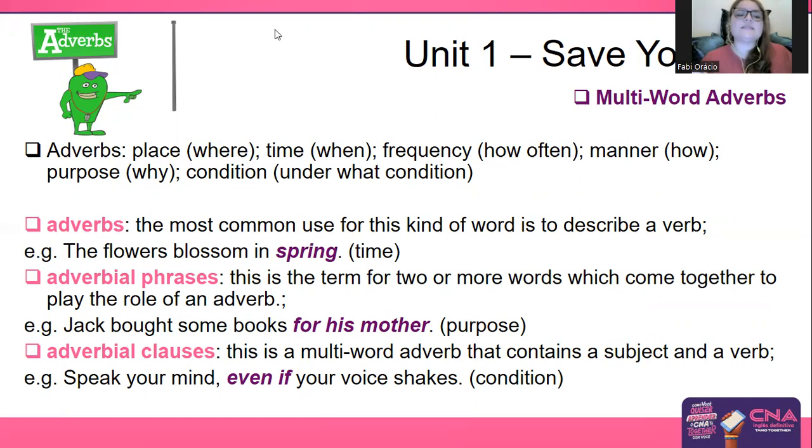Adverbial clauses. This is a multi-word adverb that contains a subject and a verb. So that's the main difference between adverbial phrase and adverbial clause. That in the adverbial clause, we have a subject and a verb together after the adverbial part. So, speak your mind, even if your voice shakes. So here we have the subject and the verb.